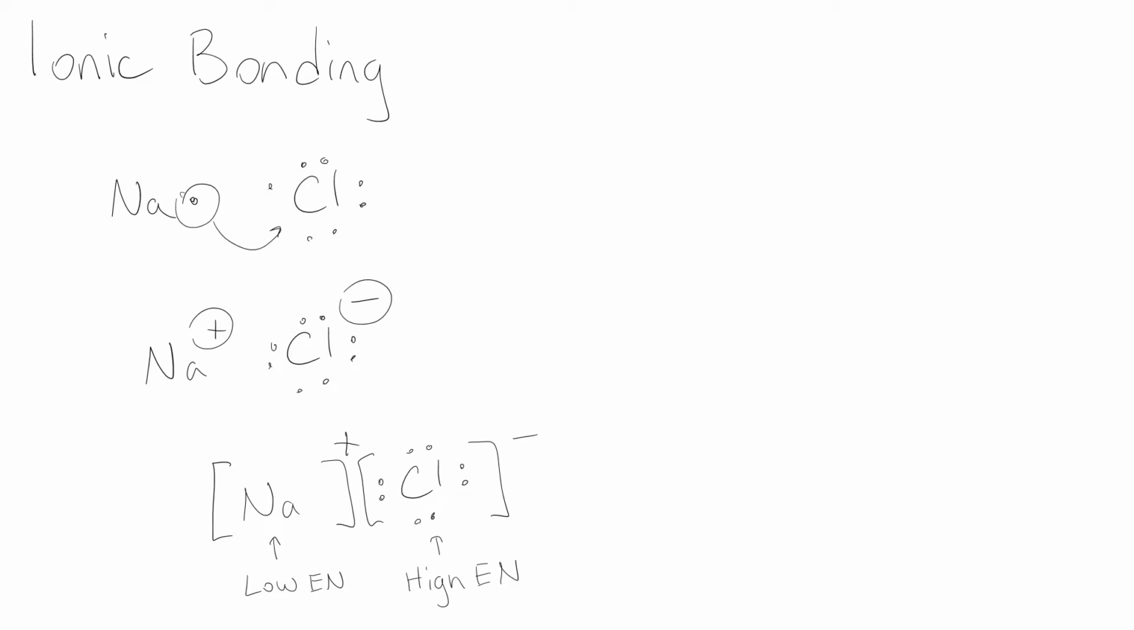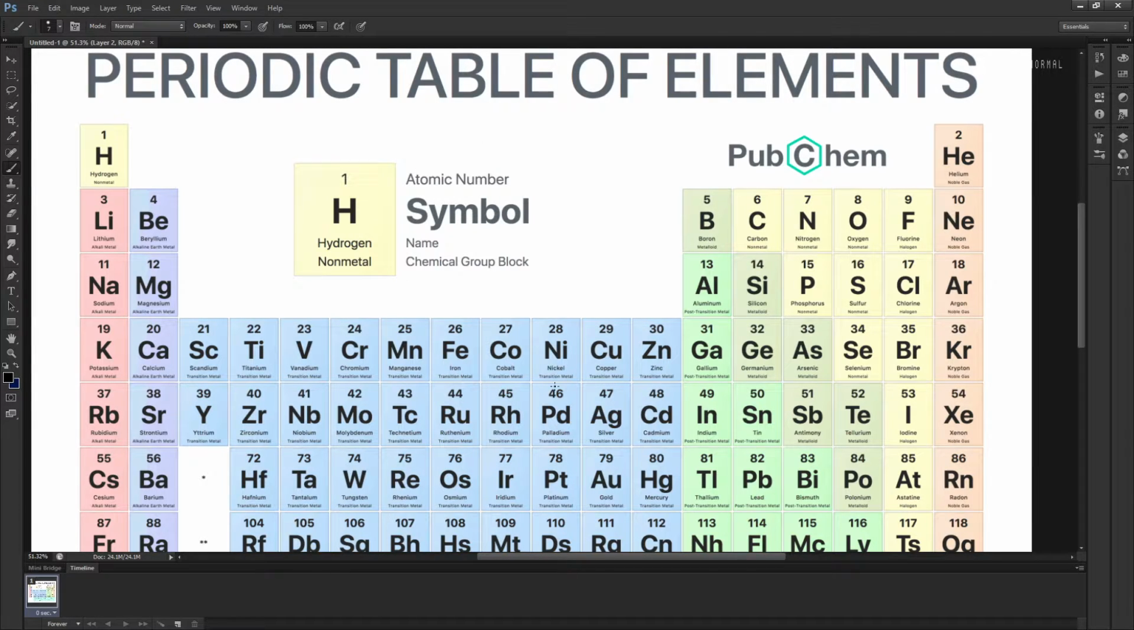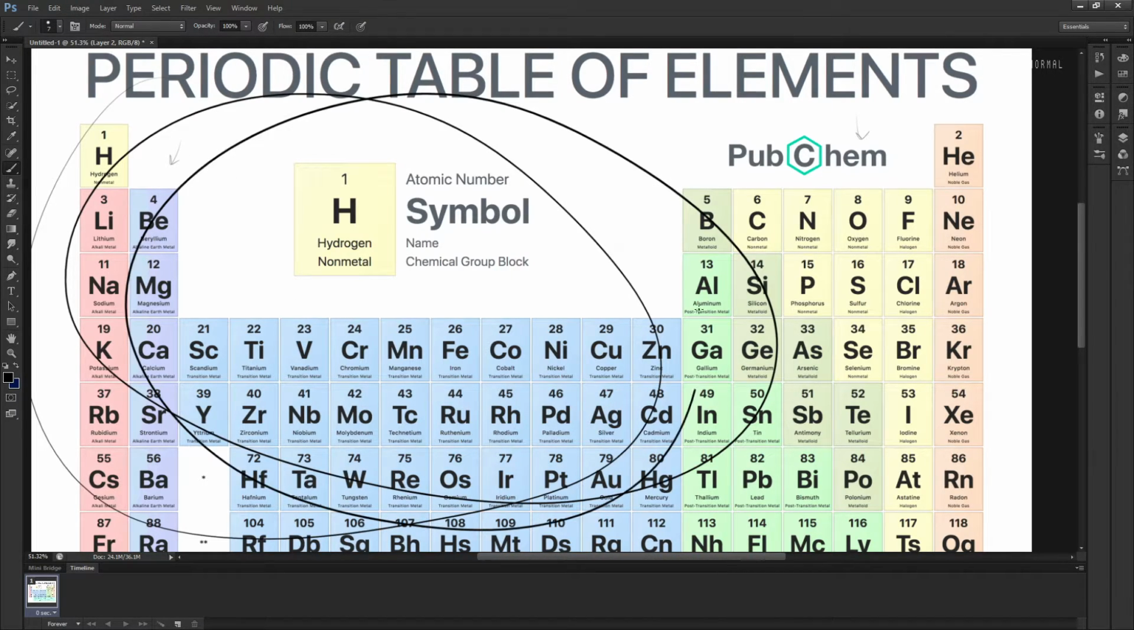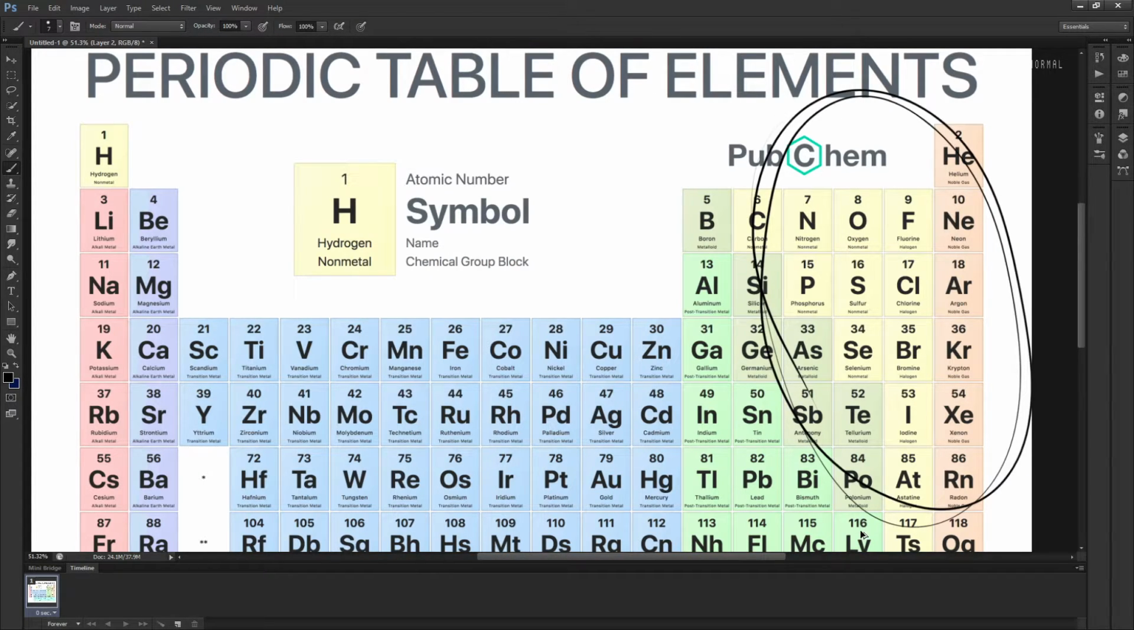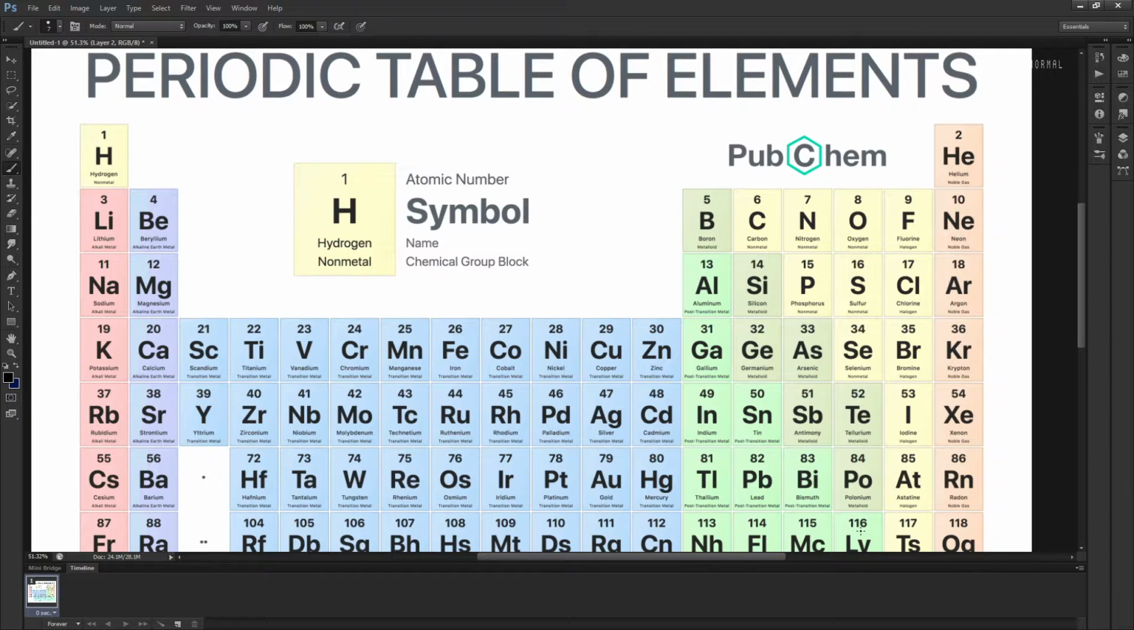So if we look at the periodic table, what we'll find is that there's a lot of different elements on the periodic table. And so how do we tell whether an element will form an ionic bond or not? Well, you can just look at whether it's a metal or a non-metal, right? Metals are over here on the periodic table, all the way on the left, and non-metals are on the right. So all of these elements over here. And so, looking at the periodic table will help us form those ionic bonds.